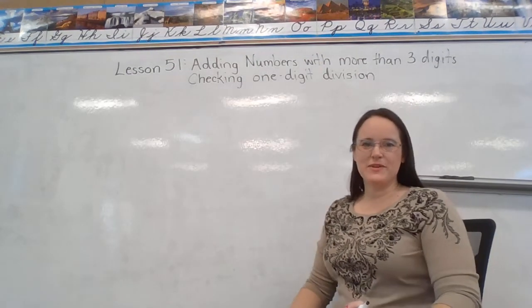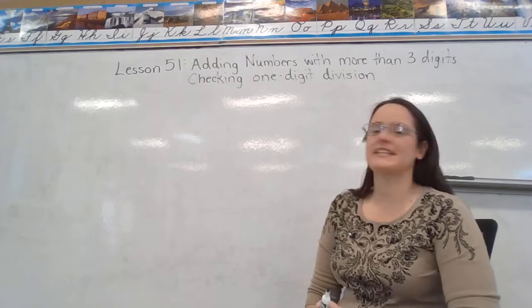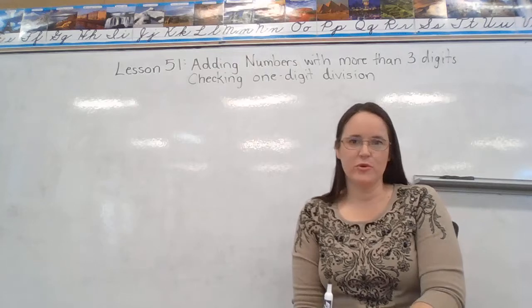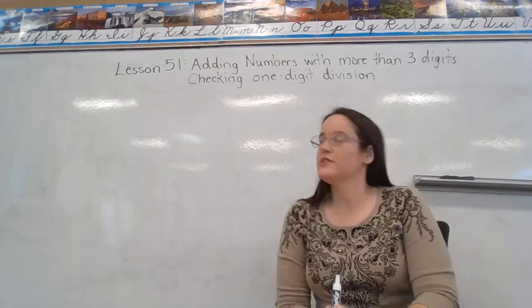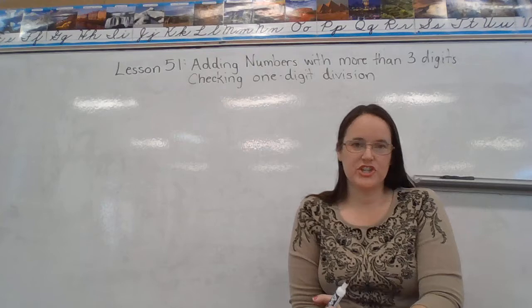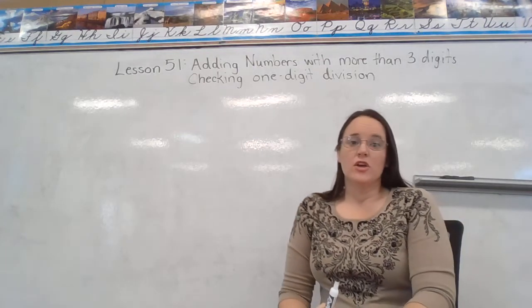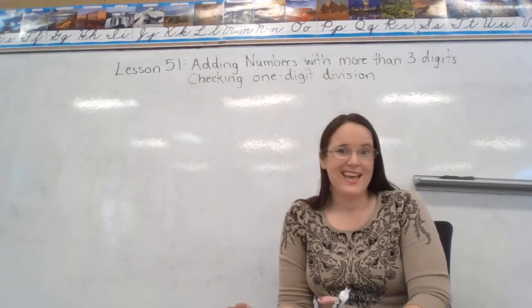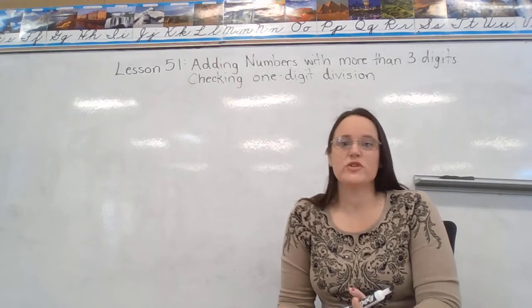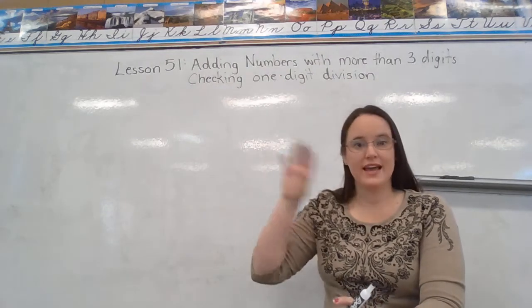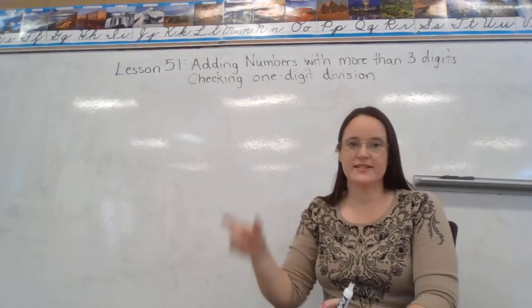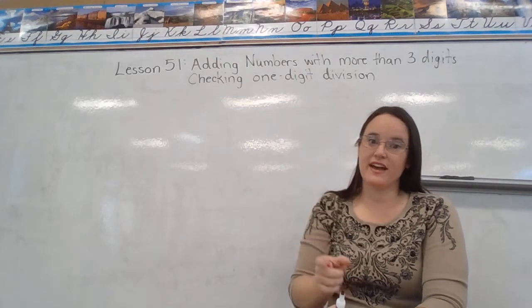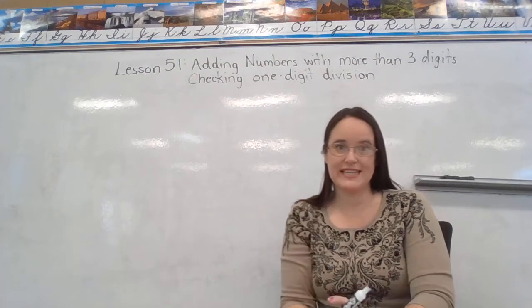Good morning, class. Today we are on Section Book 4, Lesson 51, and we have a couple skills today. We will be adding numbers that have more than 3 digits, and we'll be checking one-digit division. If we're adding numbers with more than 3 digits, it's not any different than adding numbers with 3 digits. We still line up the place values, we add the ones, we add the tens, we add the hundreds, and then we move on and add the thousands, 10,000s, 100,000s, etc.